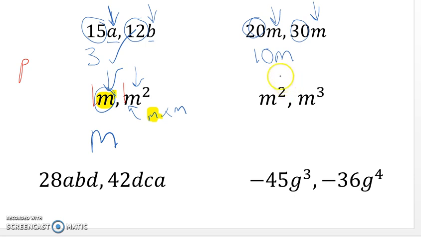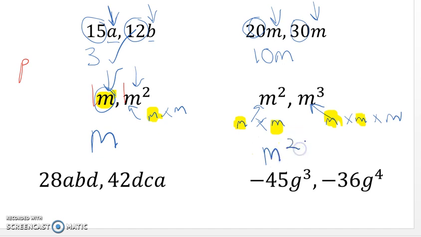Over here, I've got m squared and m cubed, and I'm remembering that m squared is m times m, and m cubed is m times m times m. What I've got common is an m in both of them, and then another m in both of them, but that's it. I don't have any more common m's. So the most I can take out is m squared. If you look at this example, you have to take out the lower power, because the other one is too big. We don't have another m in this term, so m squared is my highest common factor.